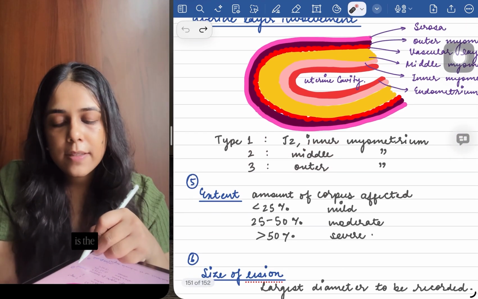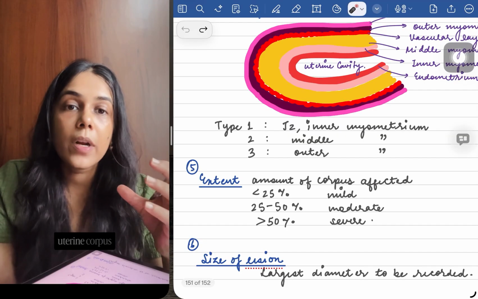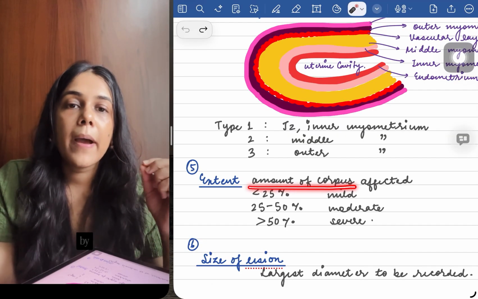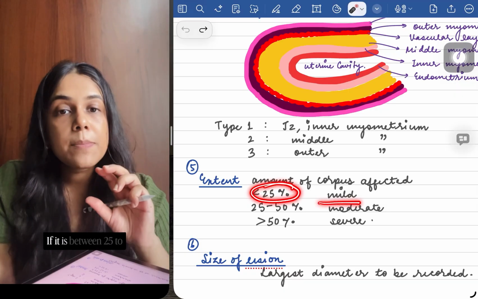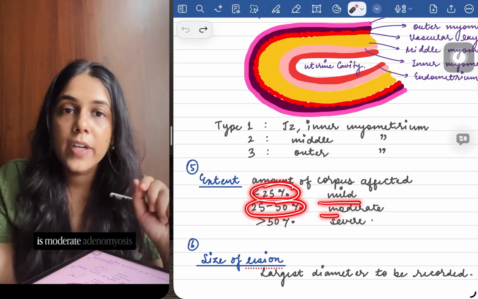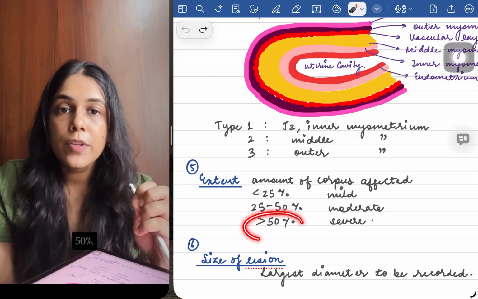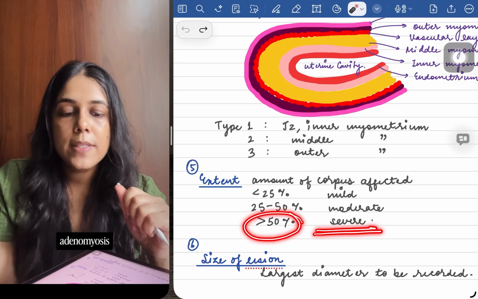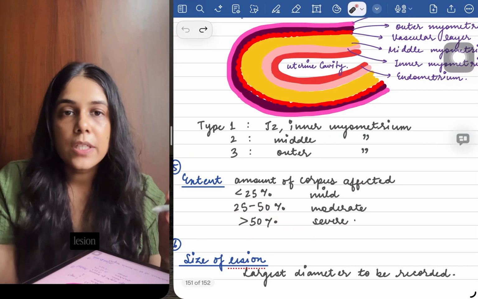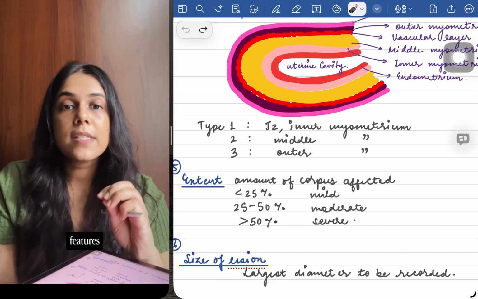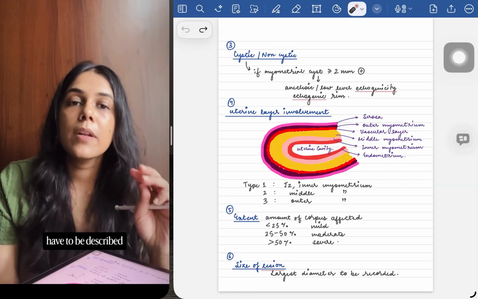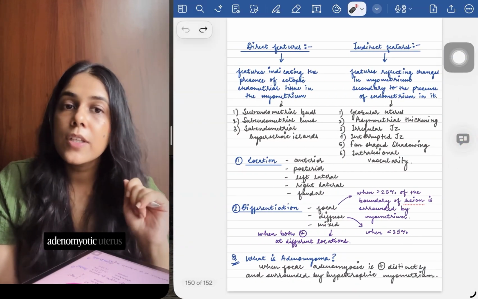The fifth characteristic is the extent, that is the amount of uterine corpus that is being affected by adenomyosis. If it is less than 25%, it is mild. If it is between 25 to 50%, it is moderate adenomyosis. And if it is more than 50%, then it is severe adenomyosis. And the last character to be described is the size of the lesion. So the largest diameter of the lesion has to be recorded. Now these are the features and the characteristics that have to be described in an ultrasonography of an adenomyotic uterus.